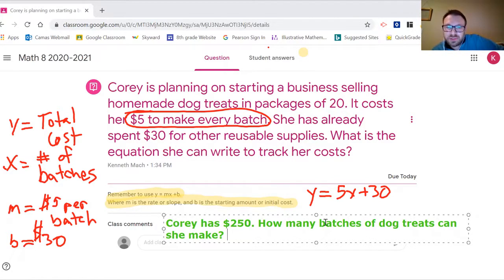That is the question that you're going to answer. So I want you to think about, do you have x or do you have y? What am I asking you to find? Am I asking you to find the total cost? Am I asking you to find total batches? But you have to use this equation, and I want you to give that a go. And then you're going to put that in for your answer for today after watching this video. That's all I have for you today, Math 8. So Corey has $250. How many batches of dog treats can she make?